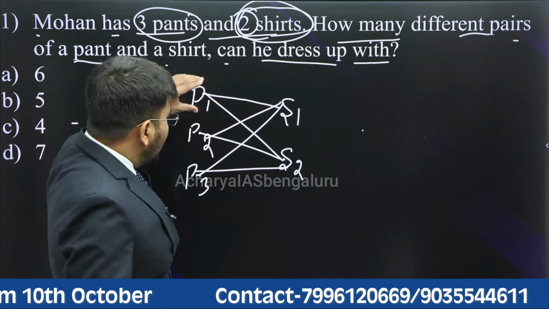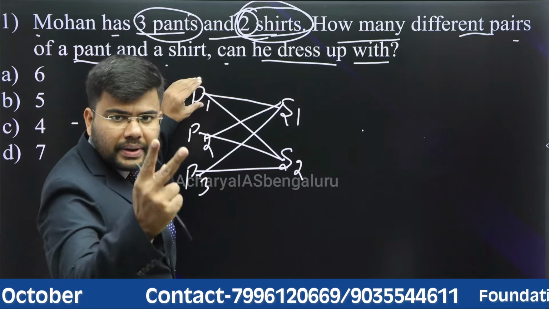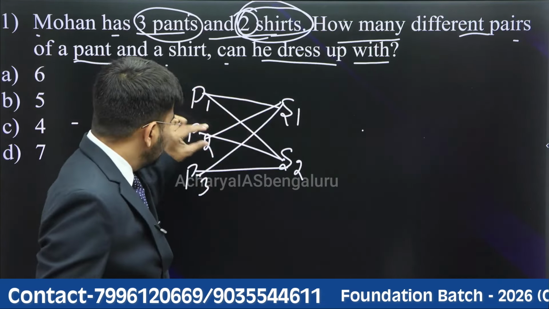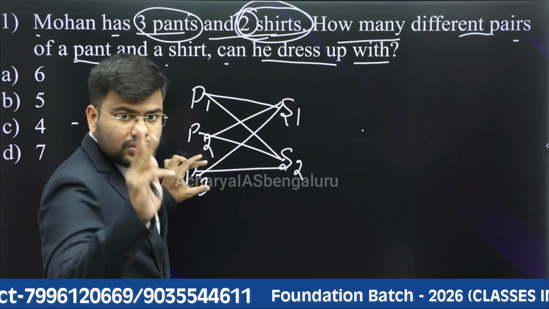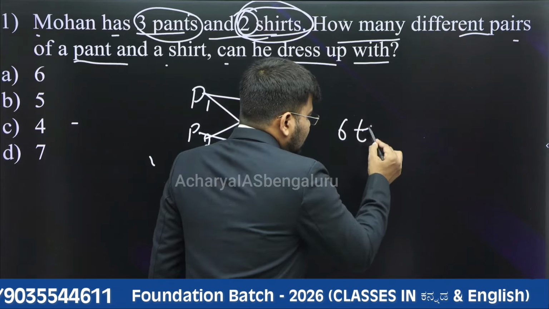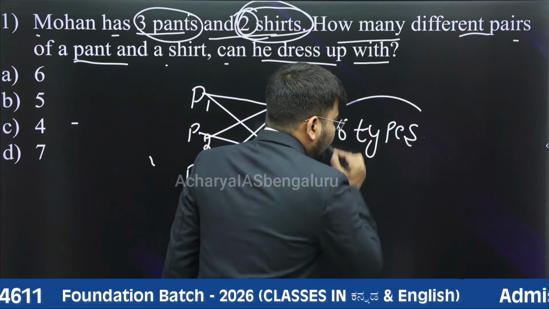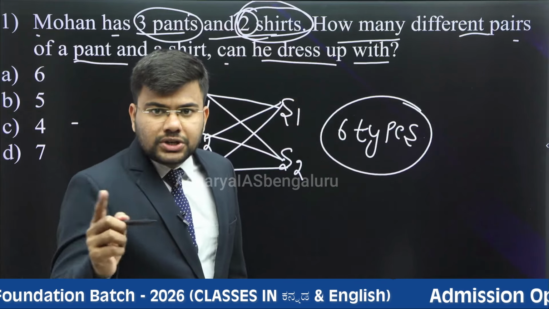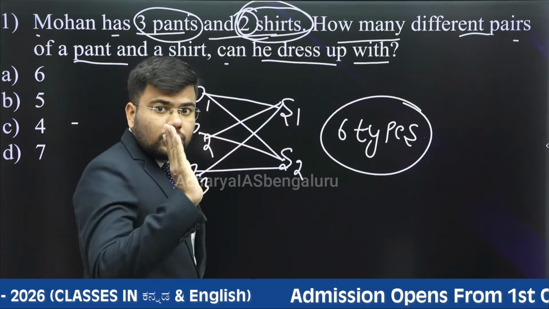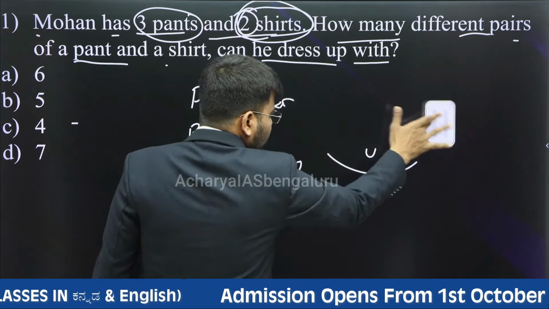That means P1 can be dressed up in 2 types, P2 in 2 types, P3 in 2 types. So total how many types? 6 types he can wear the pants and shirts in different suits. Got it? Yes. So now how to solve this question in the easiest form?